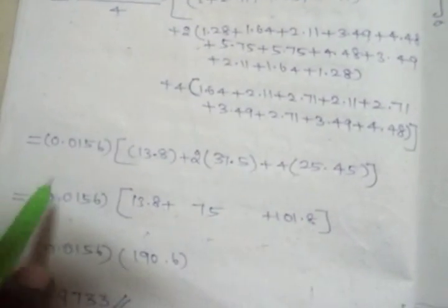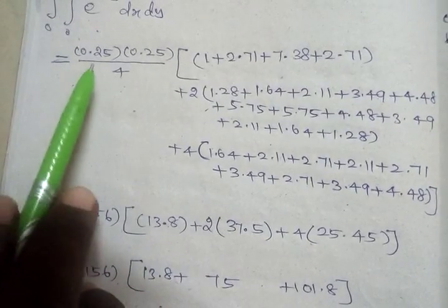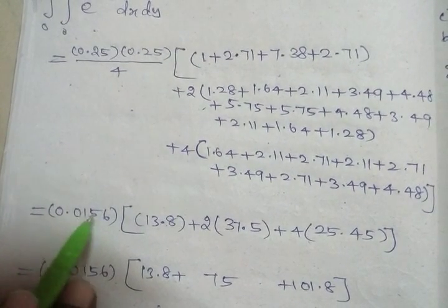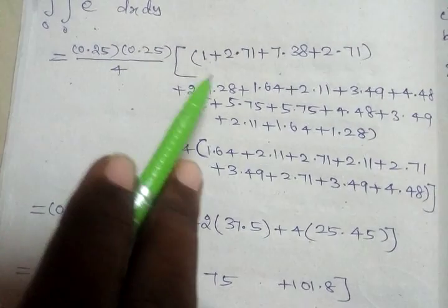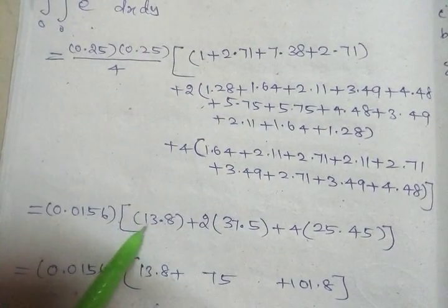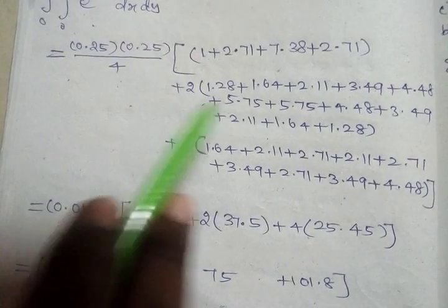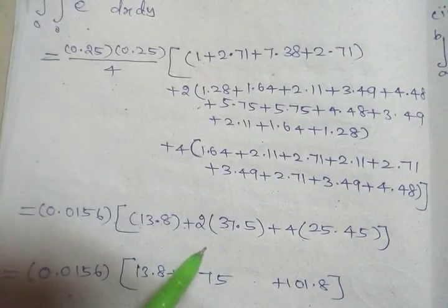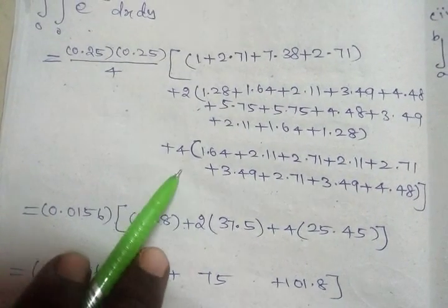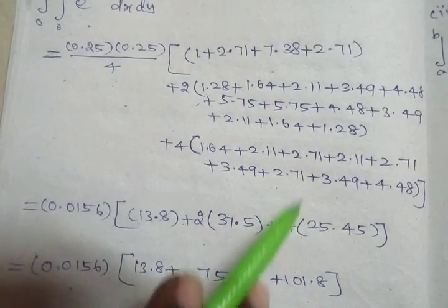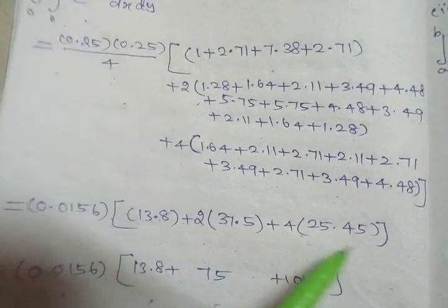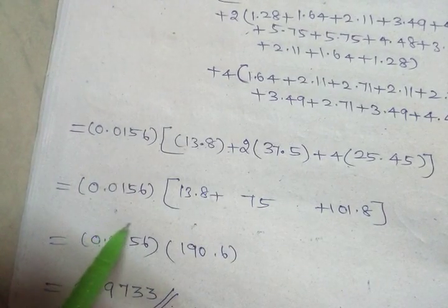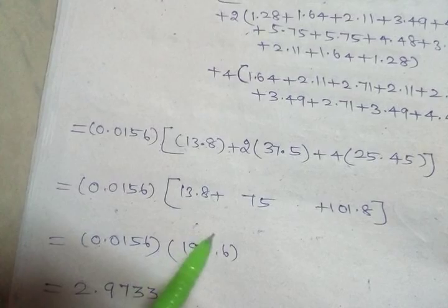Okay, and then simplify these 2 values. 0.25 into 0.25 divided by 4. So we have the answer 0.0156. And then sum of the 4 corner values, it will be 13.8. And then keep 2 as it is. So sum of the remaining values, we have 37.5 plus 4 into sum of the interior values, we will have 25.45, and then keep the value as it is, 0.0156, and then 13.8 as it is.